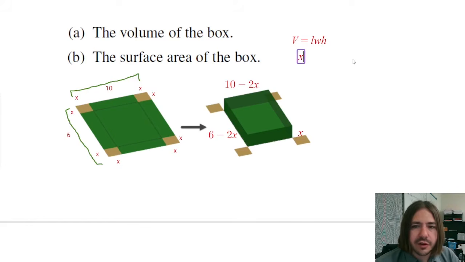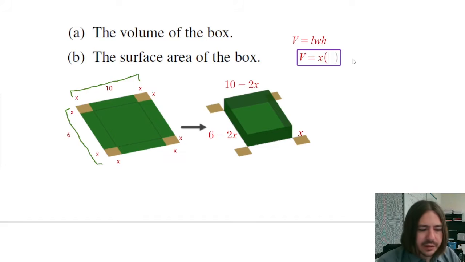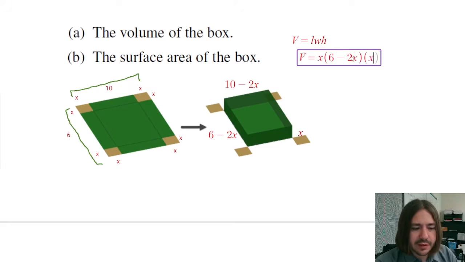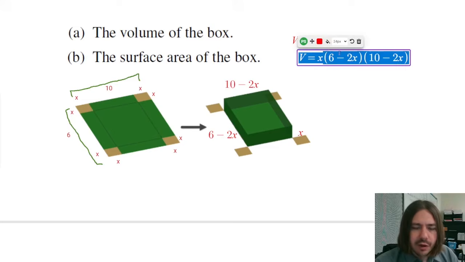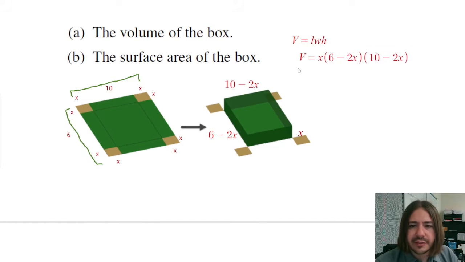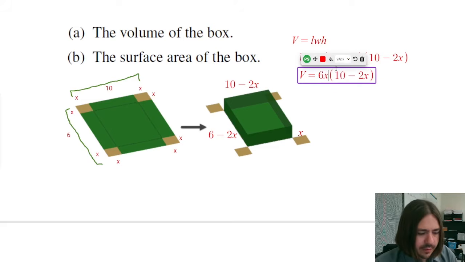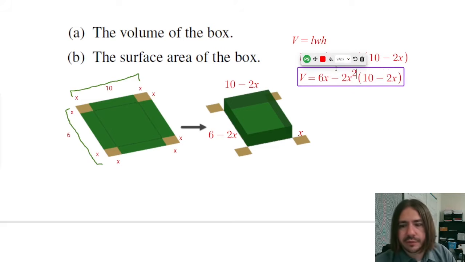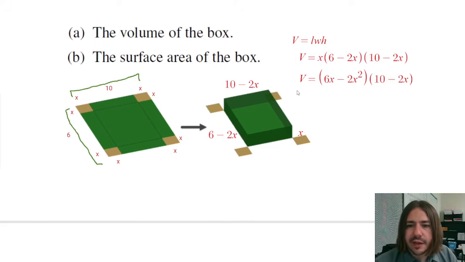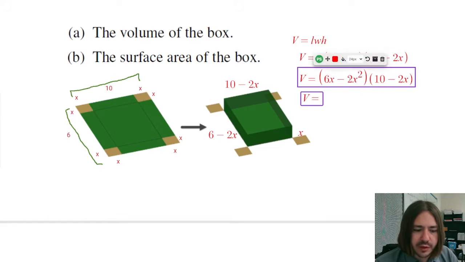So the volume here is going to be the length and the width and the height all multiplied together. So x times 6 minus 2x times 10 minus 2x. I'll start by just multiplying that x to the first binomial here. So I get 6x minus 2x squared. And then I need to multiply these together. So I need to multiply each term in the first binomial by each term in the second binomial. So we'll just do this one at a time.